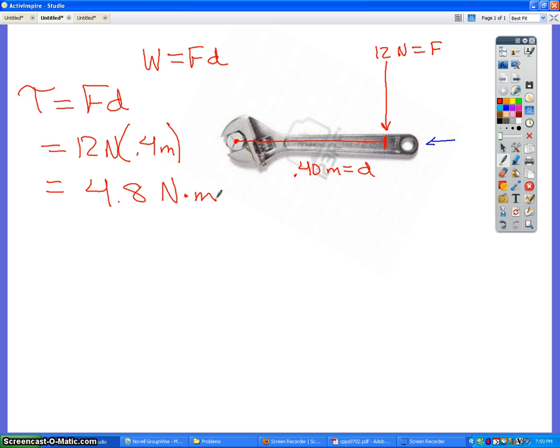Be careful, it's not Newton per meter, and it's not just a Newton. It needs to be a Newton times a meter. We won't use joules for this one. We're actually going to use a Newton times a meter.